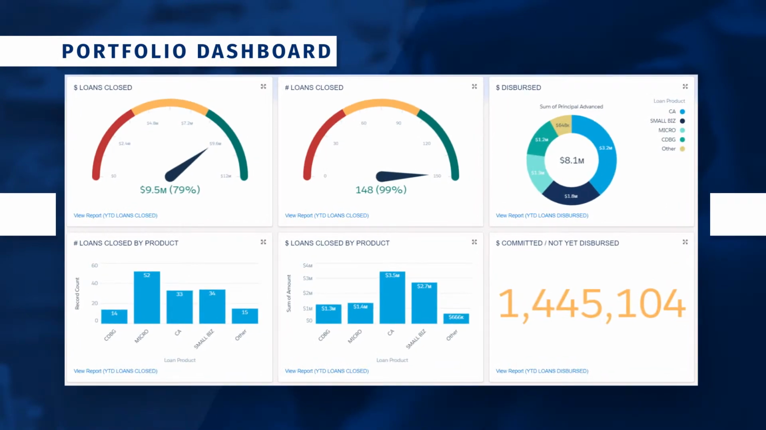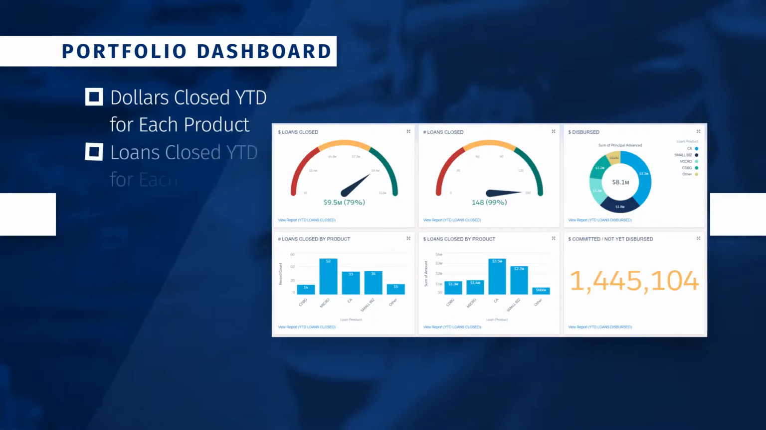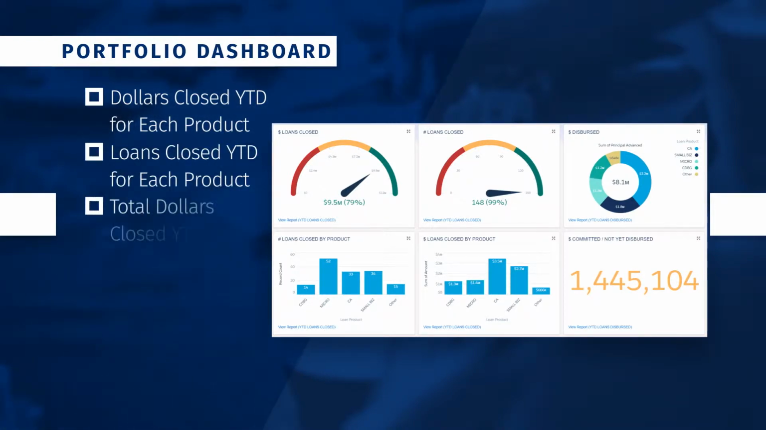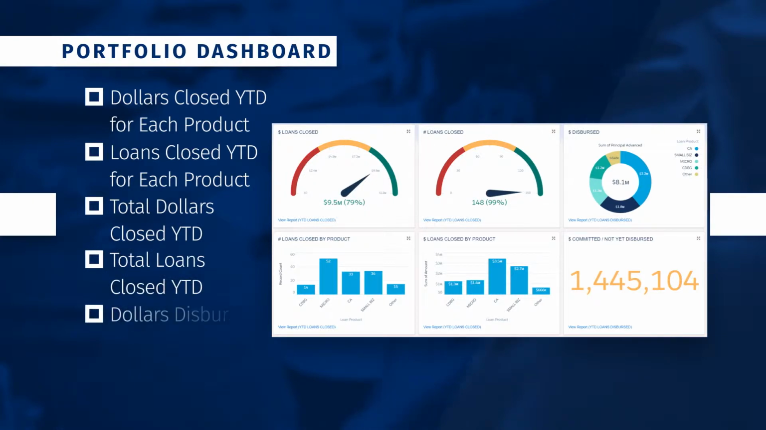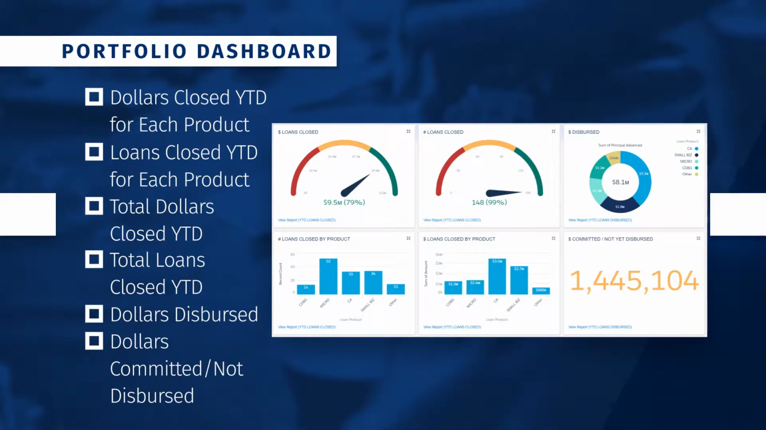The data related to all deployed loans is a critical first step in portfolio monitoring. You may find some data points more meaningful than others, depending on your product and funding source mix, but all intermediaries should be tracking dollars closed for each product, loans closed for each product, total dollars closed, dollars dispersed, and dollars committed but not yet dispersed.